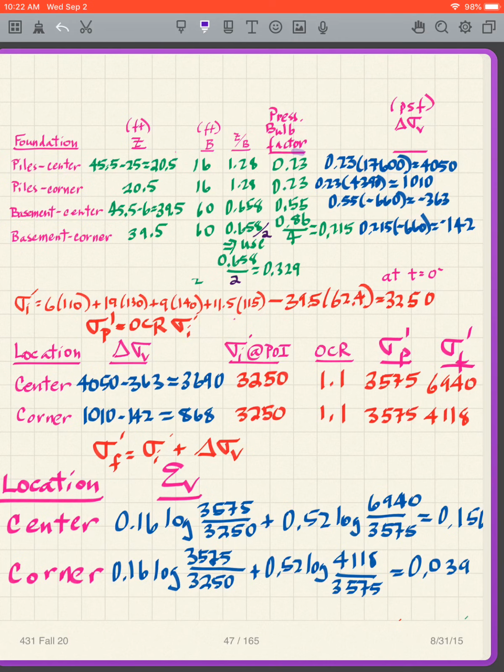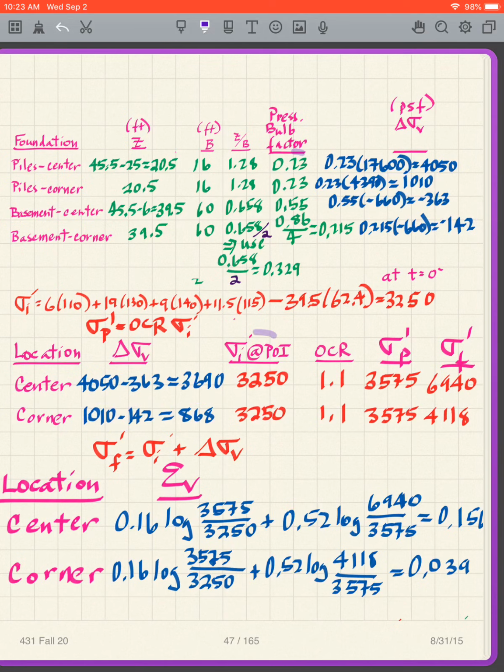And so we get that our delta sigma V for our center column is going to be what? Well, it's going to be the column load minus the basement. There's my delta sigma V for the center. For the corner, it's going to be the column load minus the basement. Get 868. So that's our delta sigma V.